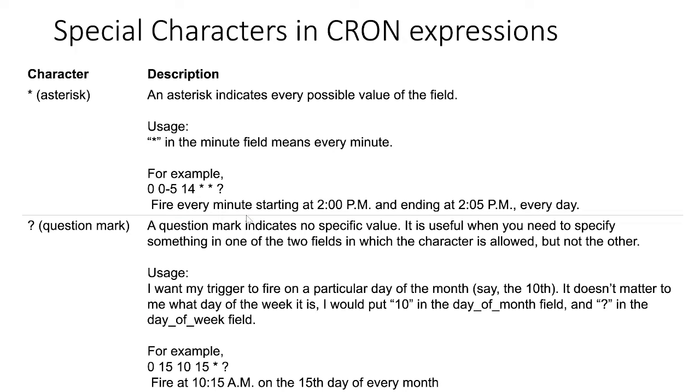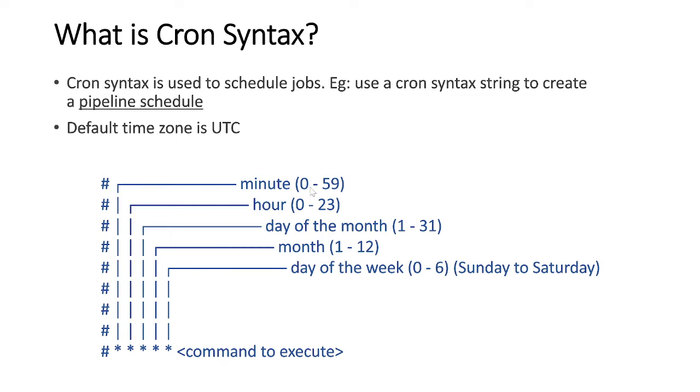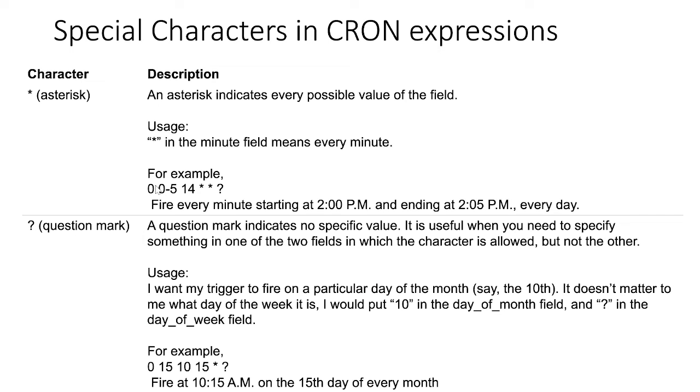The scenario is you need to run the job every day, every month, starting at 2 p.m. and ending at 2:05 p.m. So the hour will be 14, which is 2 p.m. The first one will be confusing because you have a space here, but 0 will be your minute, followed by the value from 0 to 5, which means it will start at 2 p.m.